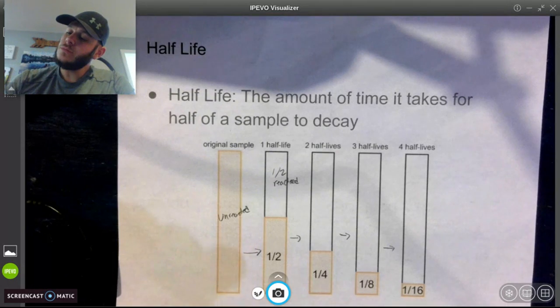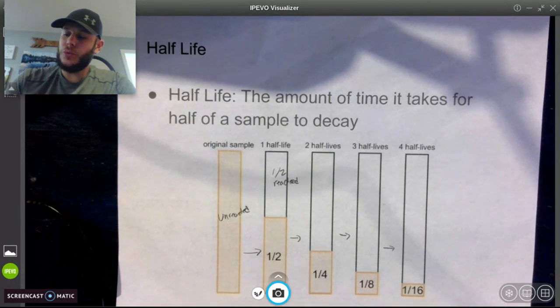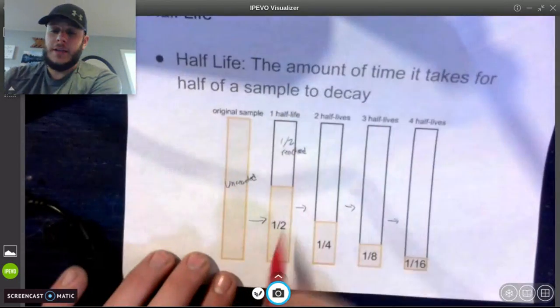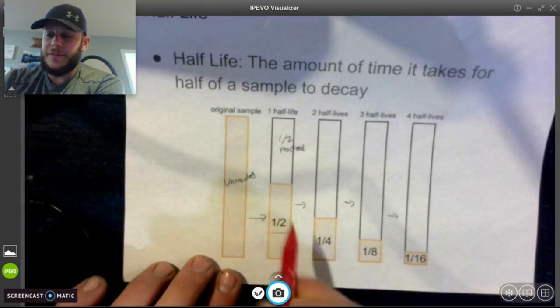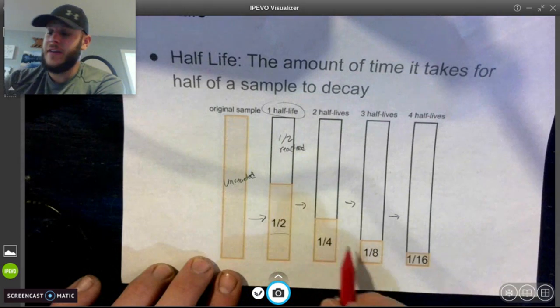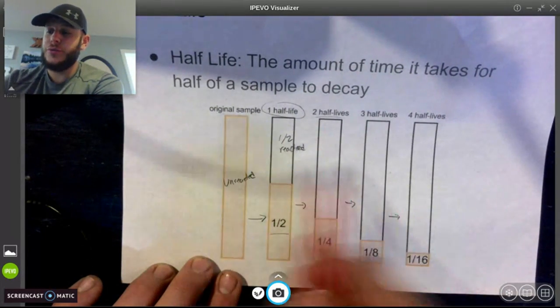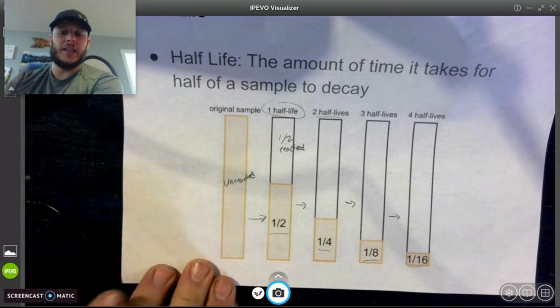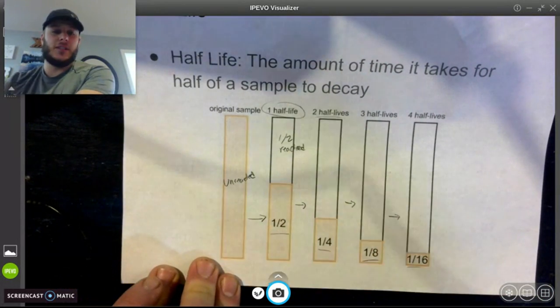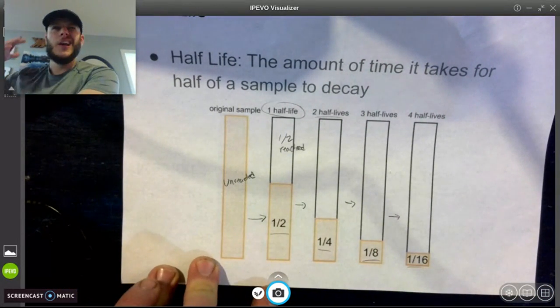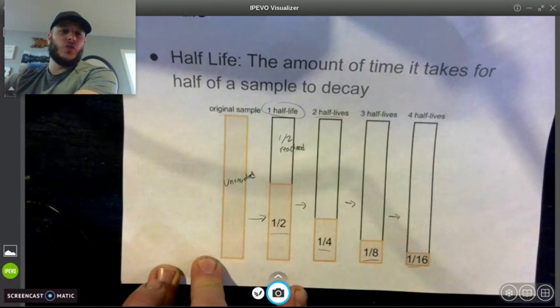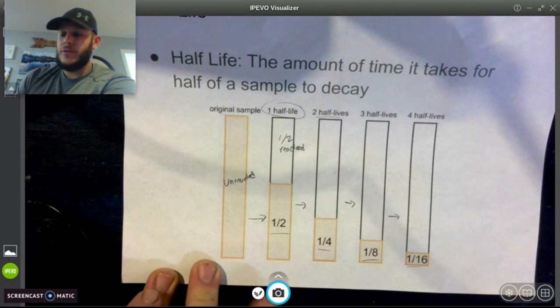So we're going to look at this in two ways. We're going to look at it in fractions, as you've seen here, right? Half of the sample is left after the first half-life. Then half of a half is a quarter. The third time through, it's an eighth. The fourth time through, it's a 16th. And then a 32nd, and a 64th, and a 128th, and a 256th, and a 512th. I think I did that right.